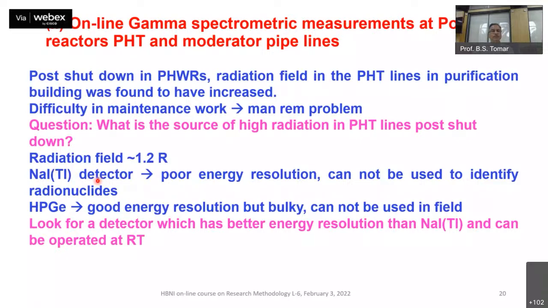Sodium iodide thallium is a normal detector we use at room temperature, but it has a poor energy resolution, so it cannot be used to identify the gamma lines and hence the radionuclides. The other detector is the high purity germanium detector, which has a very good gamma resolution, but it is bulky. It has a liquid nitrogen cryostat, so it cannot be used in the field. So we had to look for a detector which has a better energy resolution than sodium iodide thallium and can be operated at room temperature. So that was the issue.